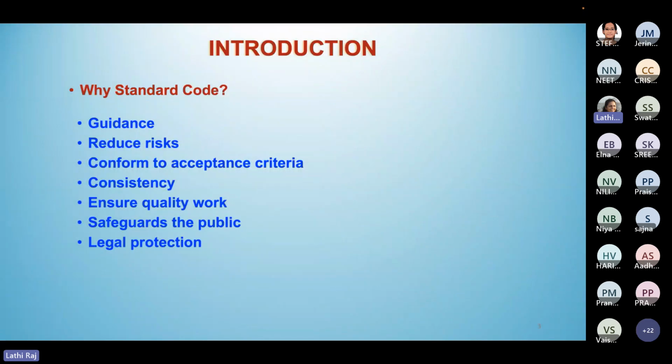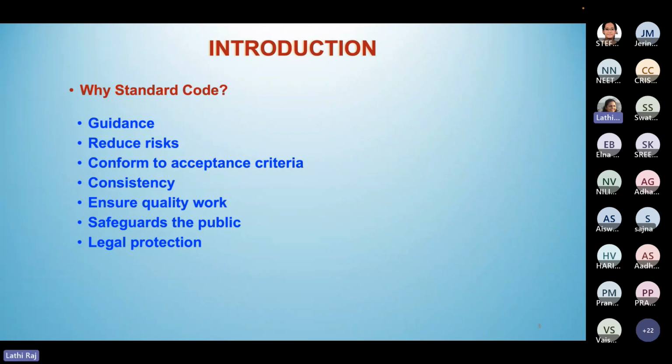And it also safeguards the public, in the sense, if it is not designed safely, the safety is a main criteria. So whoever is using, especially in the case of a public building, whether it is infrastructure or a hospital or a mall, where the public is going, it is the question of their safety. So that safety is safeguarded when you are designing based on a standard code.